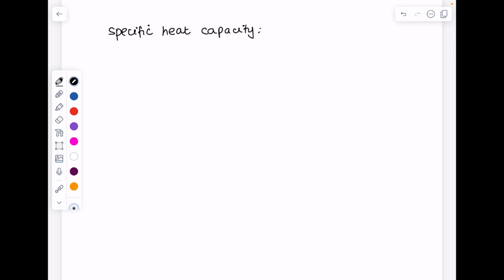Let's start with our definition of specific heat capacity. It is the amount of energy needed to raise the temperature of 1 kilogram of a substance by 1 degree Celsius.